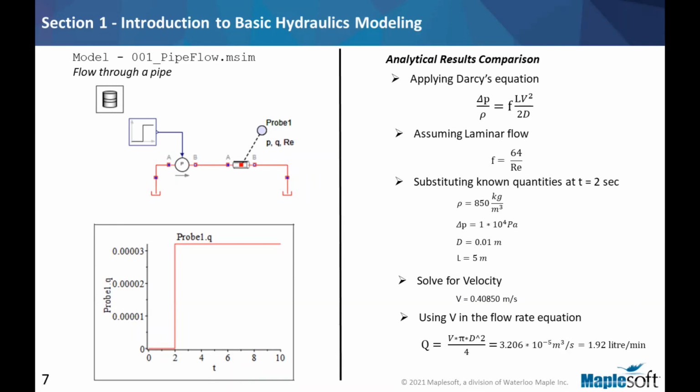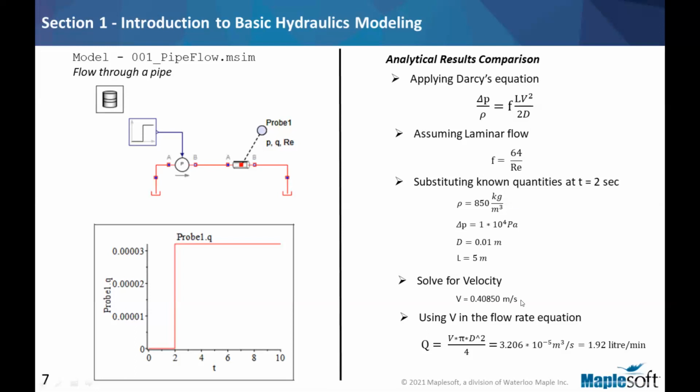Now, what I'm doing in the next step is substituting the known quantities at time t equals 2 seconds. If you would have noticed, at t equals 2 seconds, that's when I'm increasing the pressure from 0 to 1e4. So these are all the known values that I have, because I know the density from the fluid properties, I know the pressure drop that I'm giving in the model, I know the diameter, and I know the length of the pipe. I substitute all of this back into the first equation and solve for velocity.